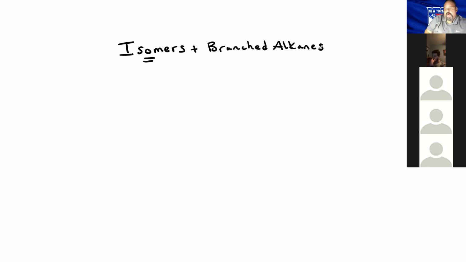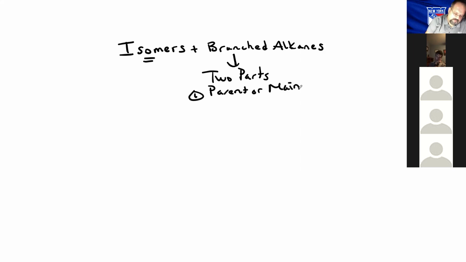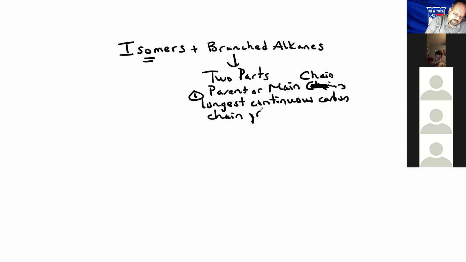Then we came across what are known as branched alkanes. And for branched alkanes, all the carbon atoms are not connected in a row. For your branched alkanes, you have two parts. You have the parent or the main chain, which is the longest continuous carbon chain that is present.